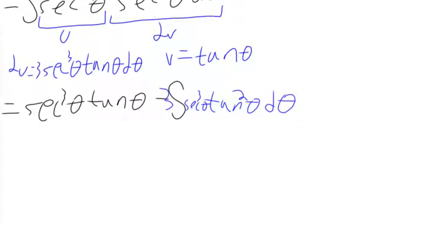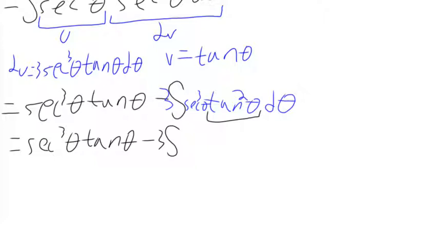Alright, now I'm going to use an identity. So this is still secant cubed theta tangent theta. Then minus 3 integral, I know that tangent squared theta, let me put this down in red, tangent squared theta is the same as secant squared theta minus 1. So I'm going to keep this part right here the same. So I have the secant cubed theta right here. And then the tangent squared theta is, I'll put it in red, secant squared theta minus 1.